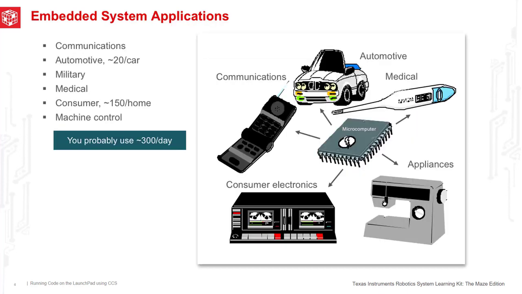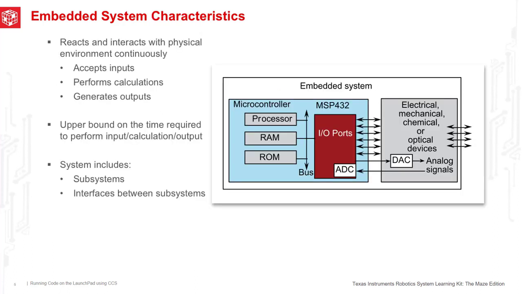All right, so embedded systems are ubiquitous. They're in communications, automotive, military, medical, consumer, machine. Anything that has electricity in it probably has a microcontroller inside somewhere performing that operation. Your automobile might have 20 computers in it. Your home might have hundreds of computers in it. In a typical day, you probably interact with hundreds of these microcontrollers in your day-to-day life. So in this class, we're going to learn how to program them, use them, deploy them, test them. That will be our goal.